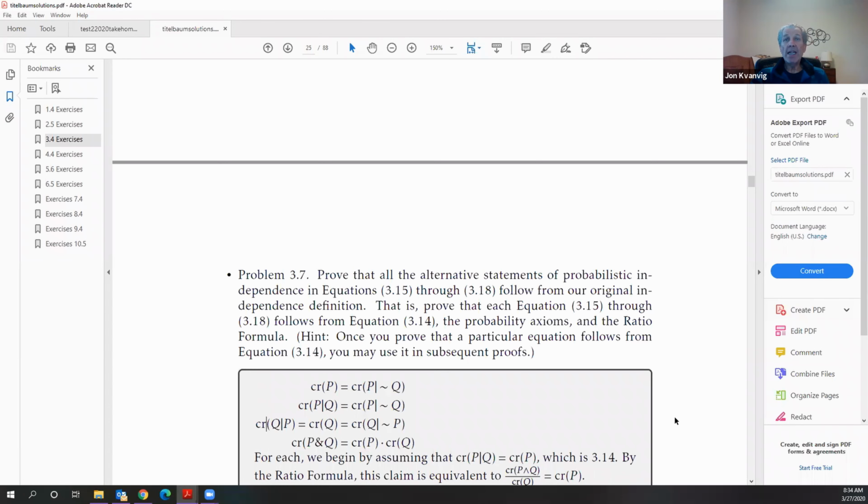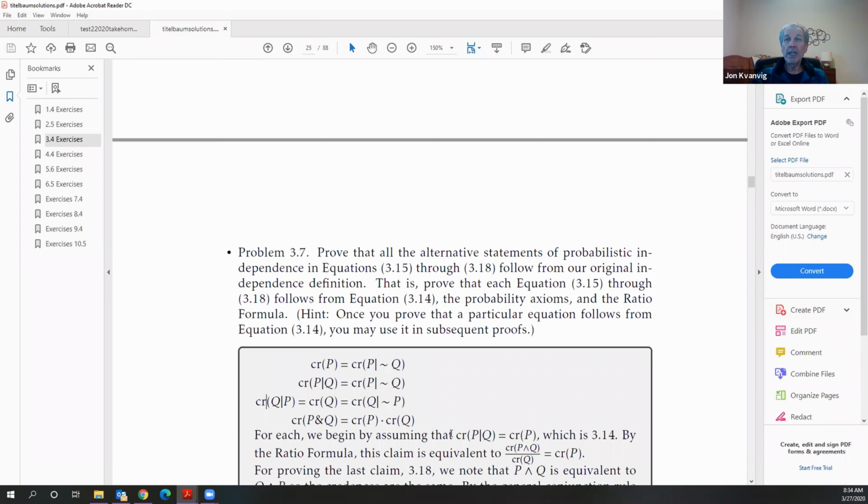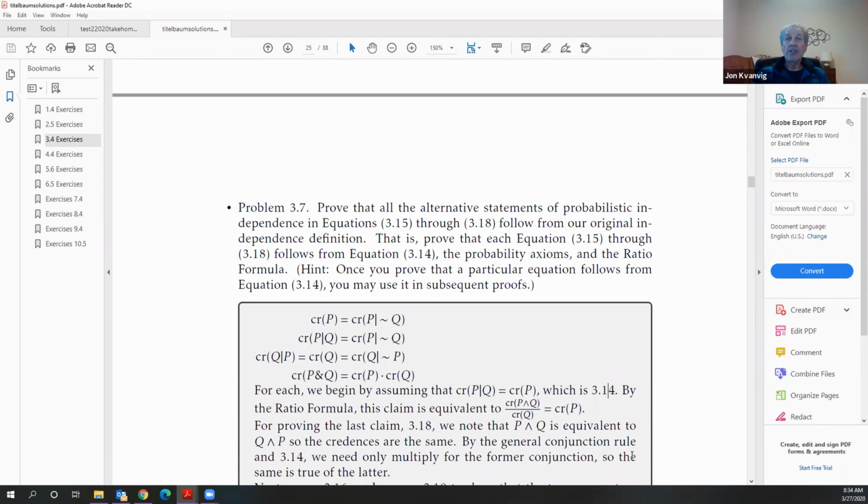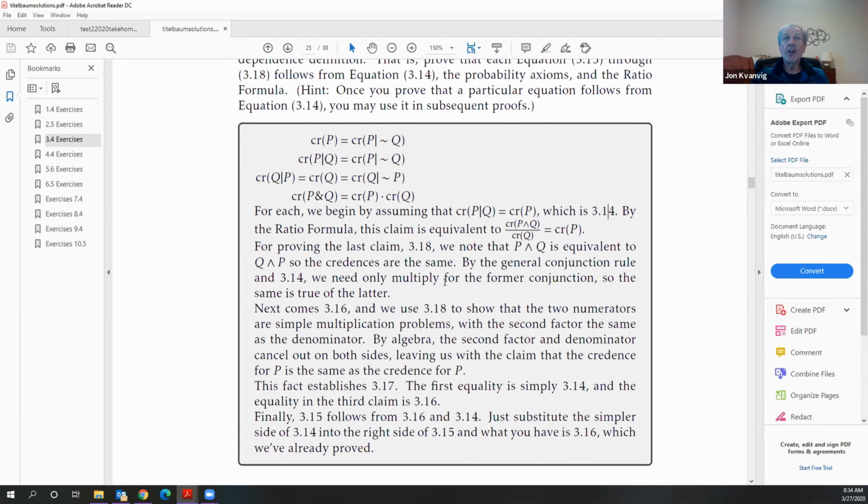And so we're being asked to prove each of these, given that we already have 3.14 and the probability axioms and the ratio formula. So the ratio formula says the credence of P given Q is the credence of P and Q divided by the credence of Q, and that will equal the credence of P. So let's start with the last one. None of these are very complicated, but let's prove the last one first.